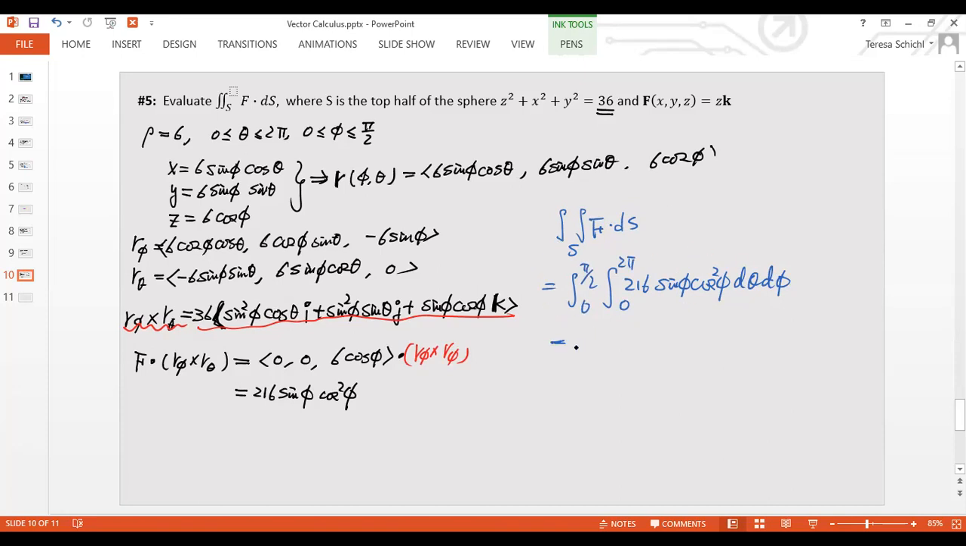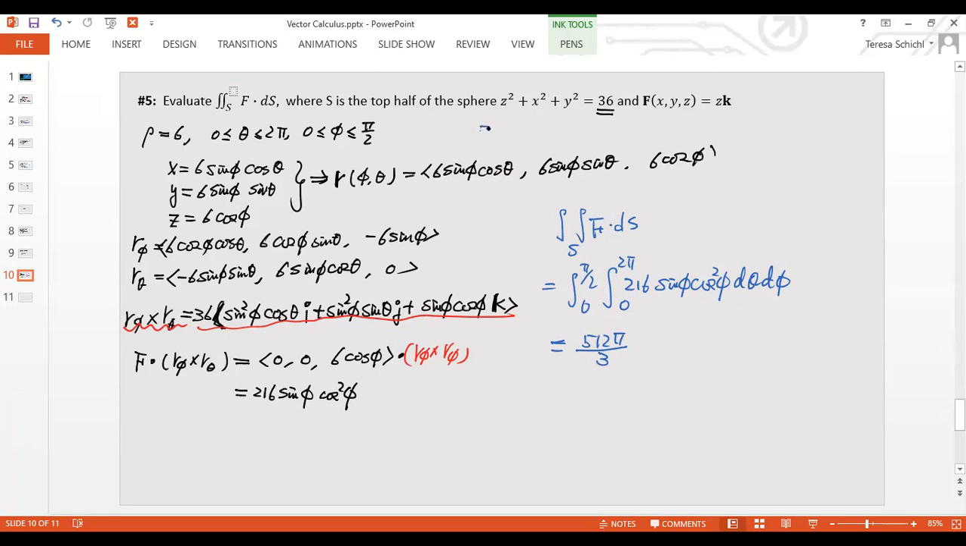So the final answer here will be what? The final answer is phi 1 to pi and over 3 is here. So for here, if you say, hey, can I use the second formula? Yeah, you can do that.